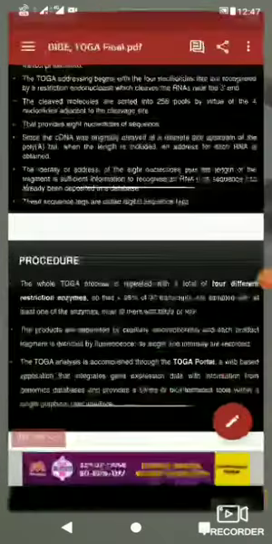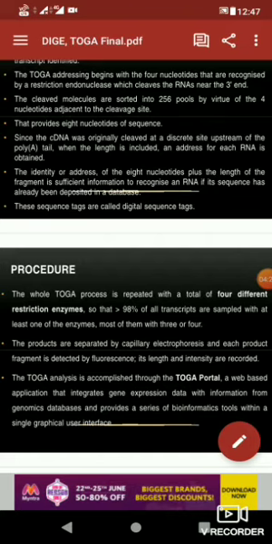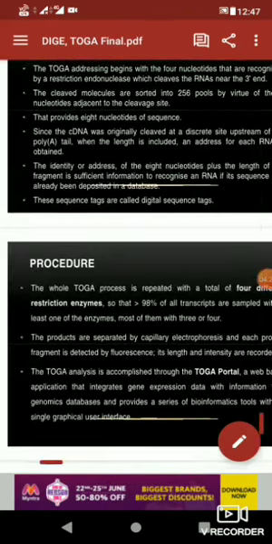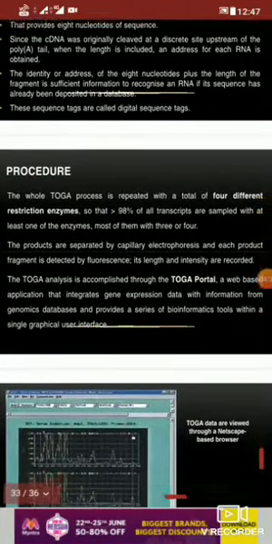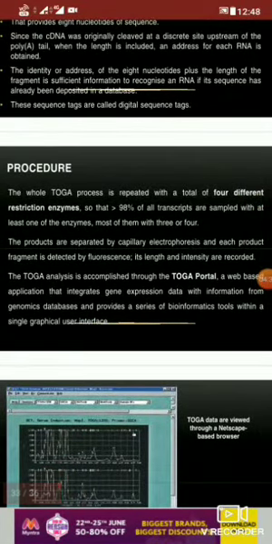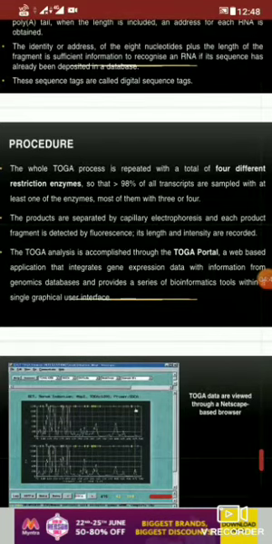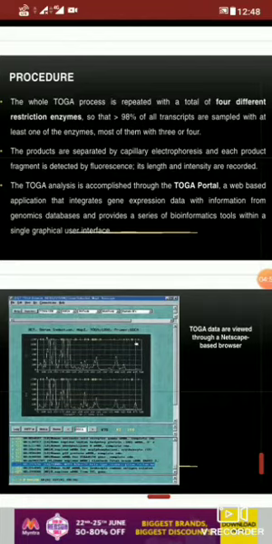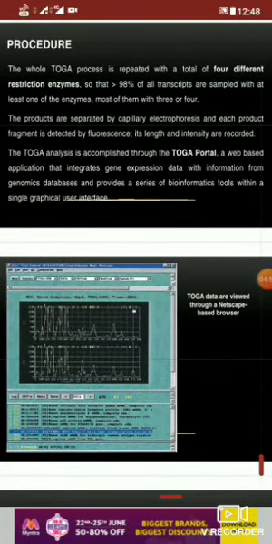So this is what we are going to use to uniquely distinguish two different RNA populations, and these are called digital sequence tags. Please remember, this address or identity, the 8 nucleotides plus the length of the fragment, is sufficient to recognize an RNA if its sequence has already been deposited in the database. This is called digital sequence tags. So using this technique you can identify different types of RNA present in a population.